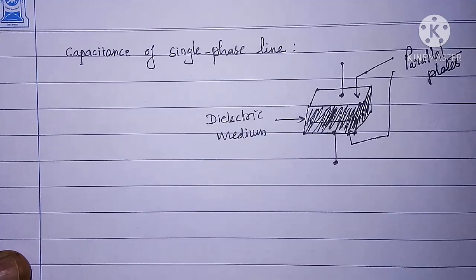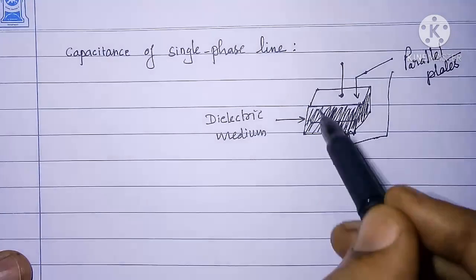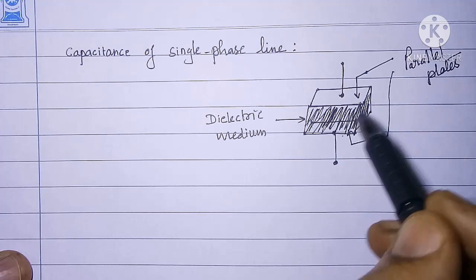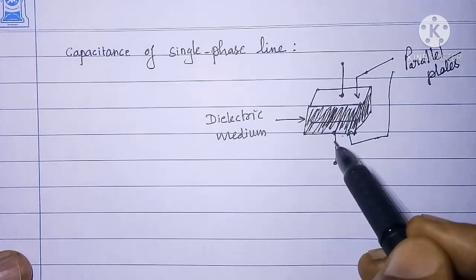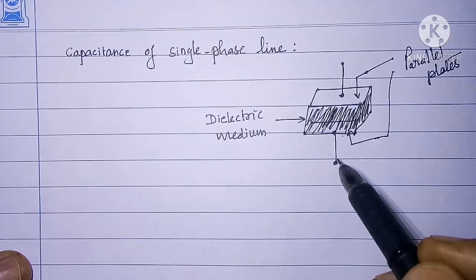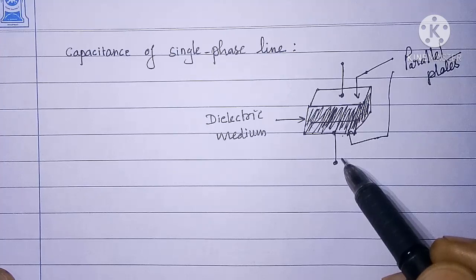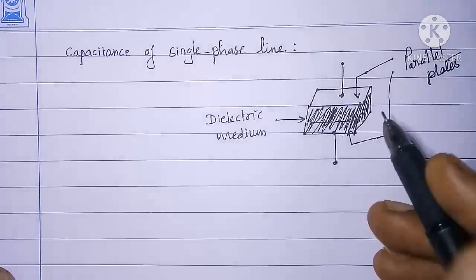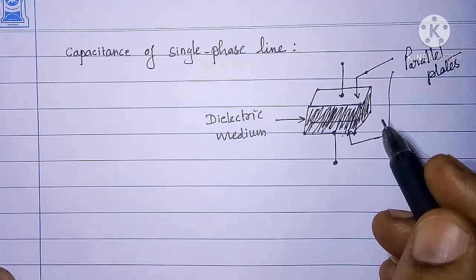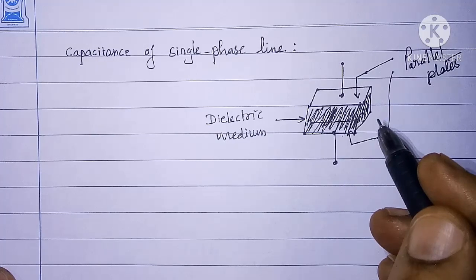Next we will take up capacitance of single phase line. A capacitor is an energy storage device. It consists of two parallel plates. Between the two parallel plates, dielectric medium is placed. The two parallel plates are used as the terminals of capacitor. The capacitance of a capacitor is defined as the ratio of charge on capacitor to the potential difference between the conductors.